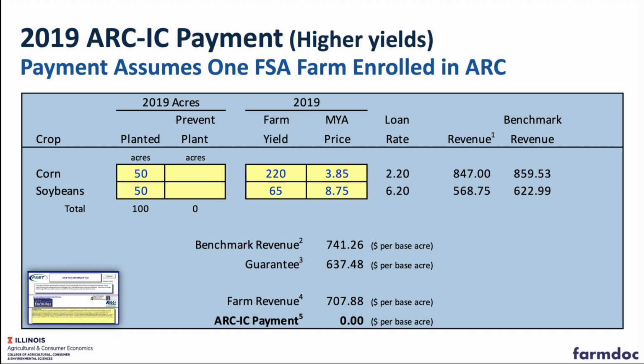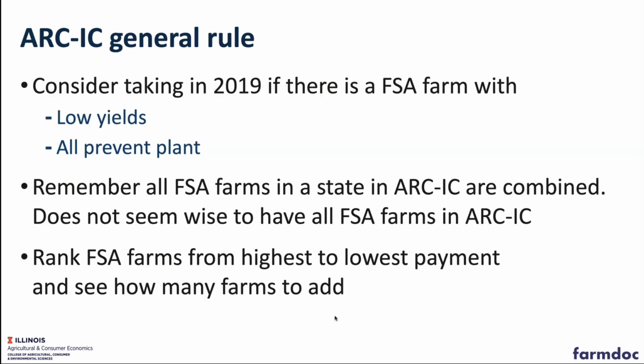One final example, and the only thing that's going to differ from this next example is these yields are going to go up, and they did. And now 220 yield, 65 bushels gets 0 ARC IC payment. All right, so now consider taking in 2019 if there is a FSA farm with low yields, all prevent plant. One thing to remember is that all FSA farms in a state in ARC IC are combined. So the minute you put 2, you're going to combine it.